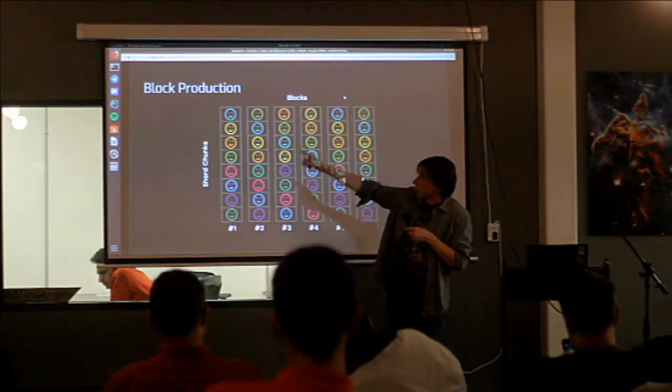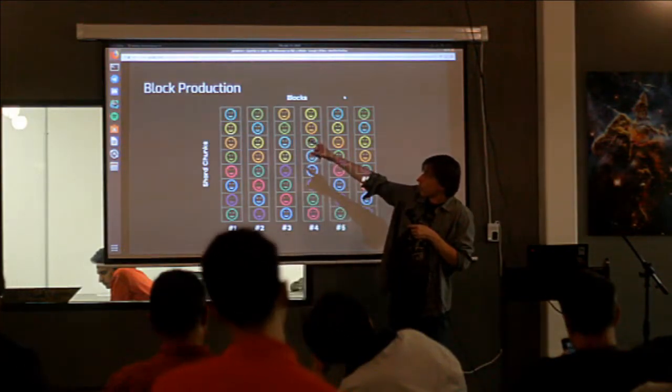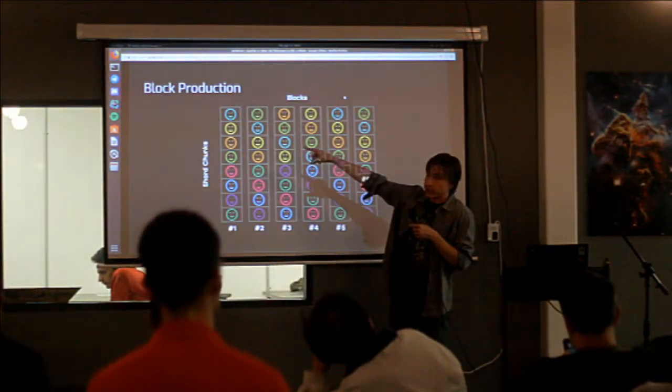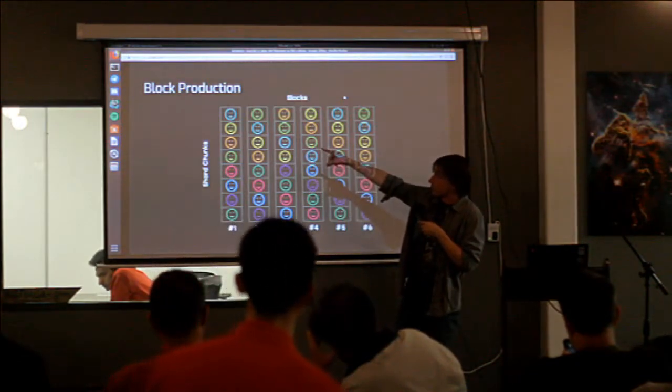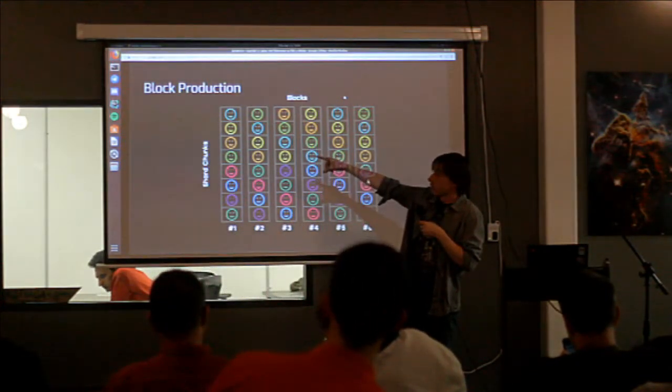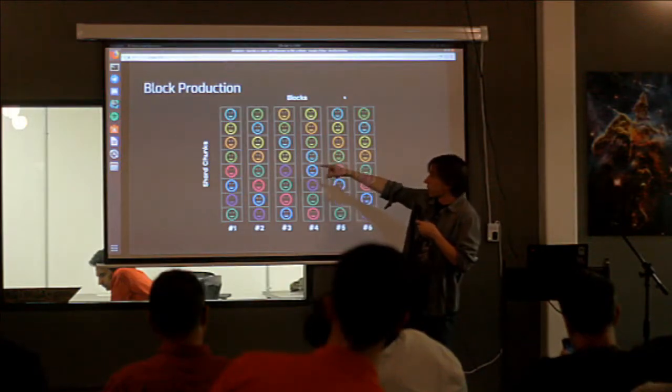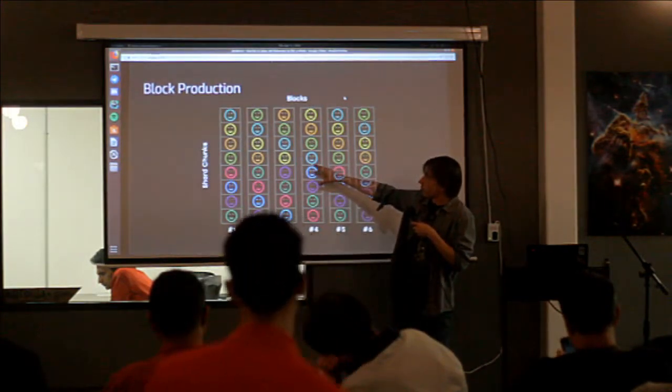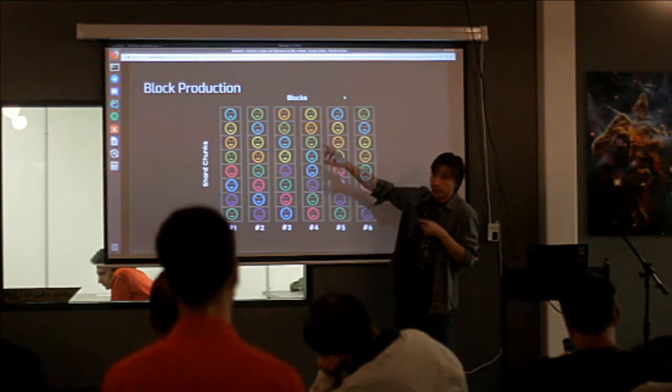For example, this is block 1 on the left. And so the blue guy produced the first chunk, the yellow guy produced the second, etc. And on the second block, you can see the blue guy produced the second chunk, the yellow guy produced the third, etc. And then they rotate. Like after the blue guy produced the fourth, he goes back to produce the first.